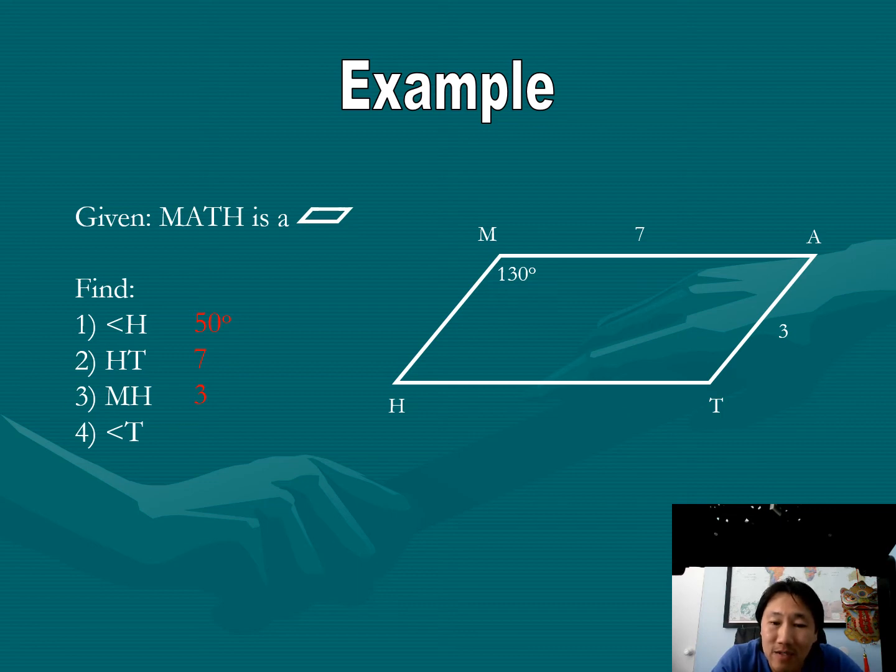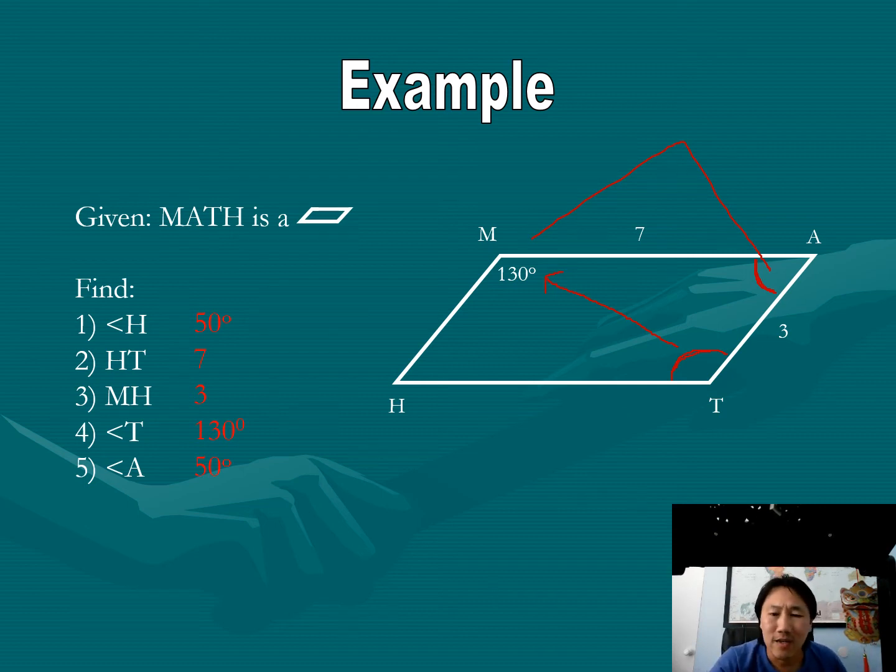How about angle T? If we look at angle T, we should know that it is 130 degrees, opposite angles theorem. And then angle A. Well, again, these two must add up to 180. So then angle A is 50, consecutive angles theorem.